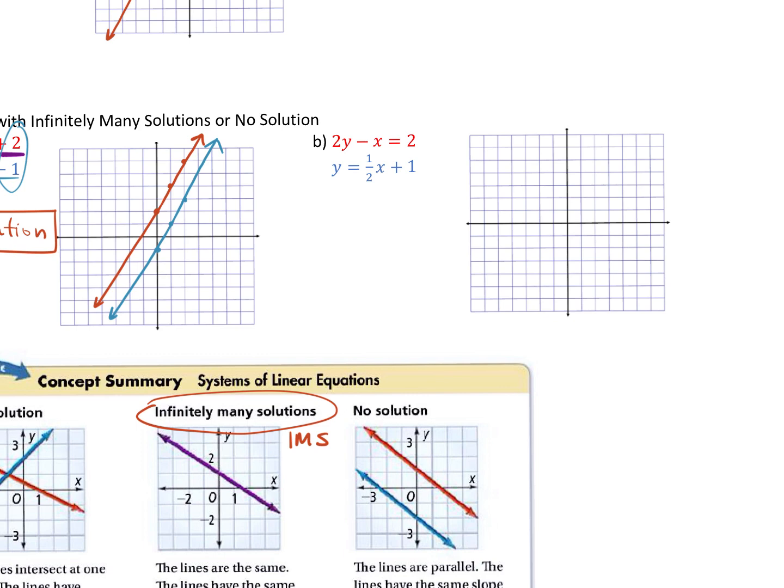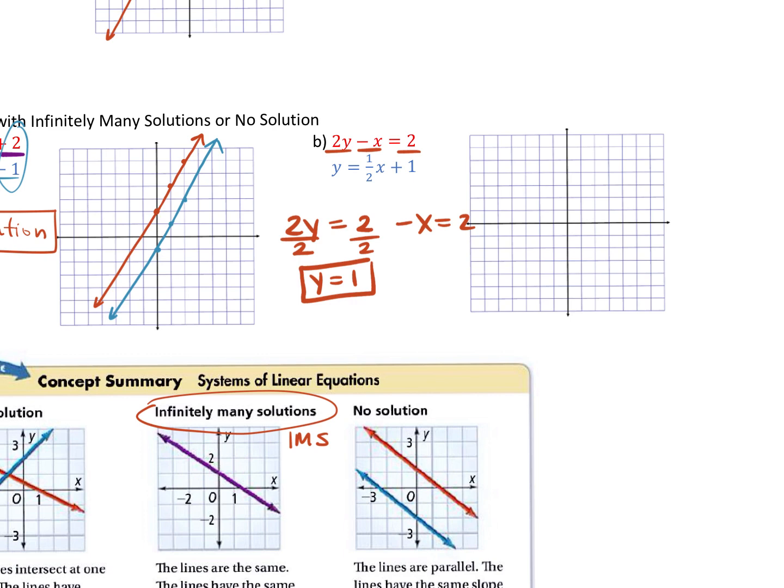Again, I would do cover-up method on this, but you don't have to. You can totally put it into slope-intercept form if you want. But for cover-up, you're just writing 2 equations. You're saying 2y equals 2, and then you're saying negative x equals 2. So if I solve that, divide by 2, I get y equals 1.